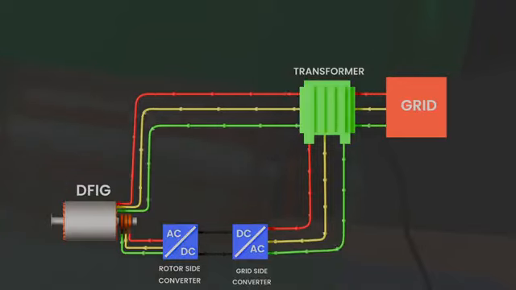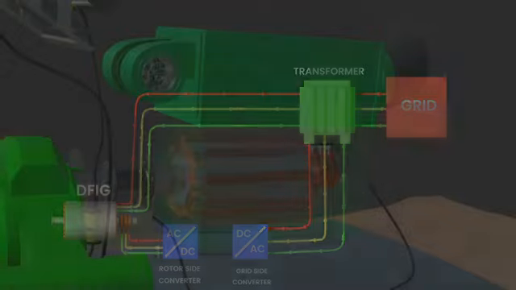windings. This excess power flows out through the slip rings and brushes to the converter, which feeds it back to the grid. Because only approximately 25 to 30% of total power flows through the converter, the DFIG system is more cost-effective and efficient than full converter systems.